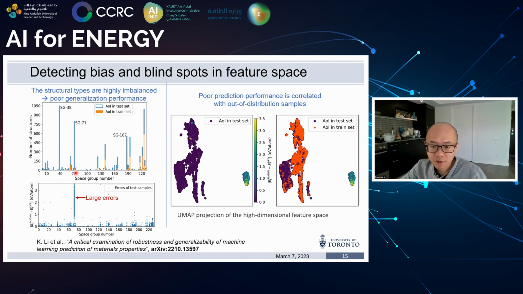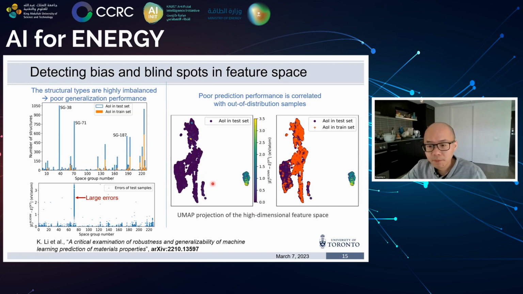However, this isn't the whole story, because you can see that the space groups 38 also have few training data, but they are well predicted. In fact, we cannot reason using a single feature like the space group. So what we do next is to use a UMAP, a dimensionality reduction technique, to project the high dimensional feature space onto a 2D plot.